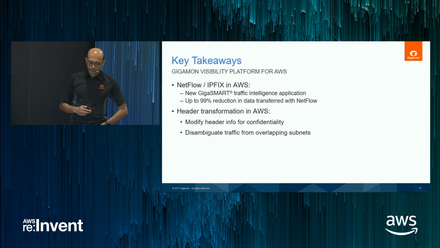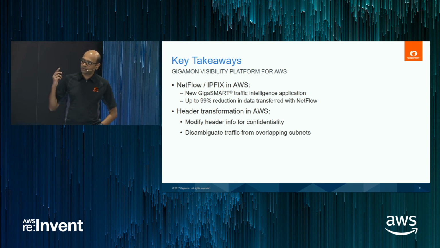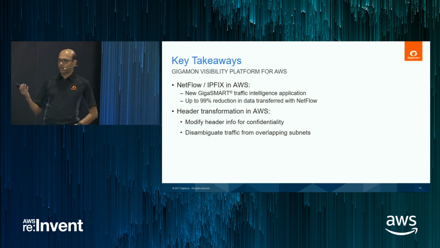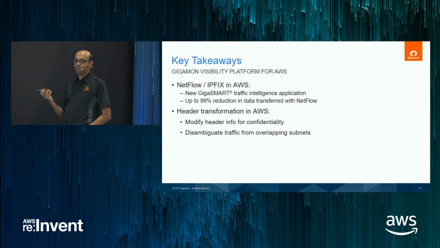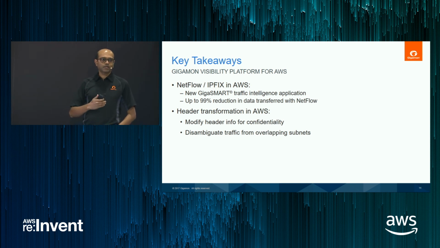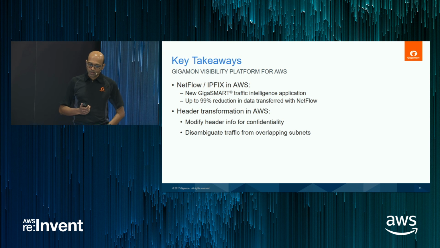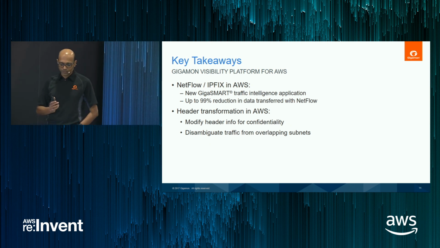If you want more details on this, we'll be happy to do a more detailed demo in our booth. So the key takeaways here are NetFlow and IPFIX in AWS. While VPC flow logs exist, there are often constraints in terms of what kind of data you can get flow logs from. For example, traffic to a DNS server, or specific subnets, you can't really get the detailed information there. Whereas with this, you can get flow record information without any kind of constraints whatsoever.